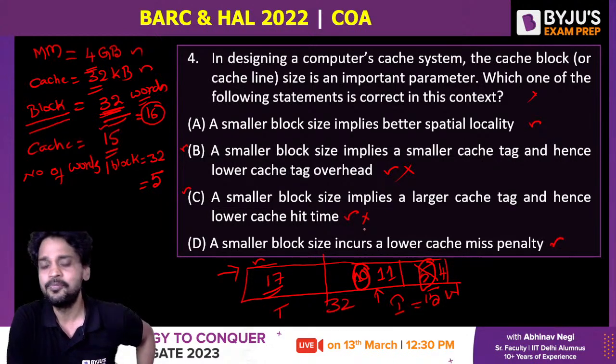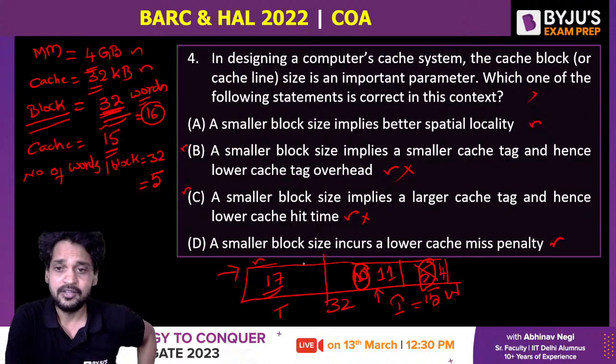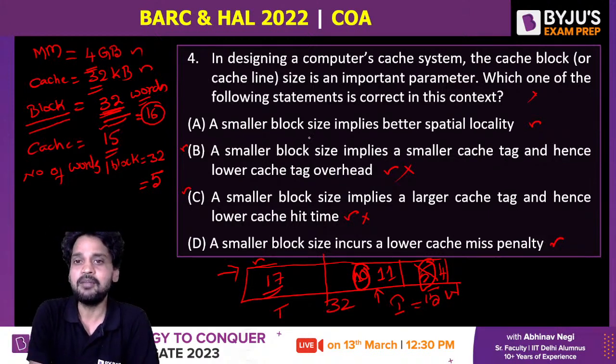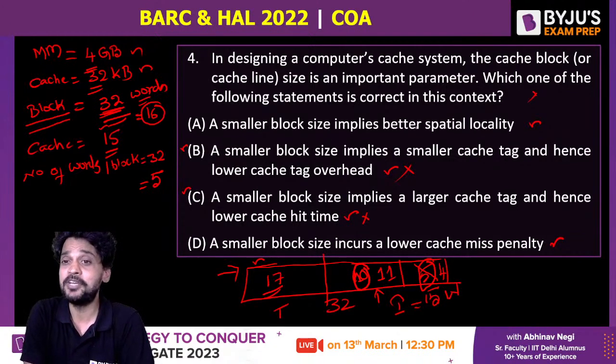No, this is also, he's talking about affecting the block size and affecting the tag. Tag will not get affected due to the updation in the block size. So B and C will be completely ruled out. Okay, a smaller block size implies better spatial locality.